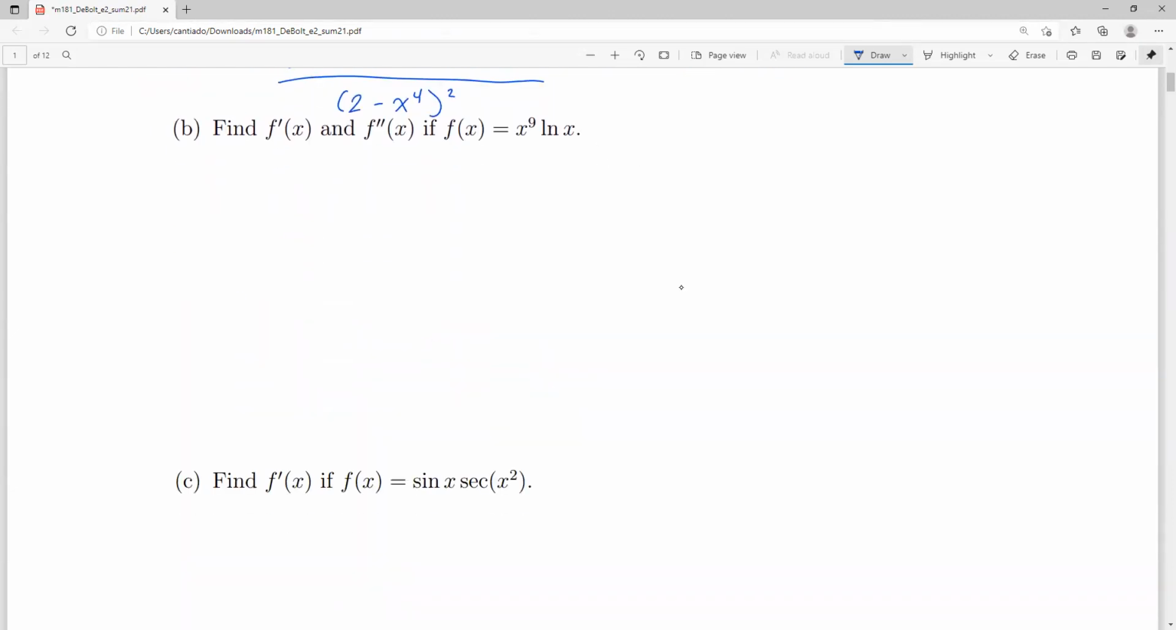Find the first derivative and second derivative of f if f of x is x to the 9th times ln of x. So this is going to be a bunch of product rules, it looks like. So let's first take f prime. So well, first of all, let's just make sure we know what the product rule is.